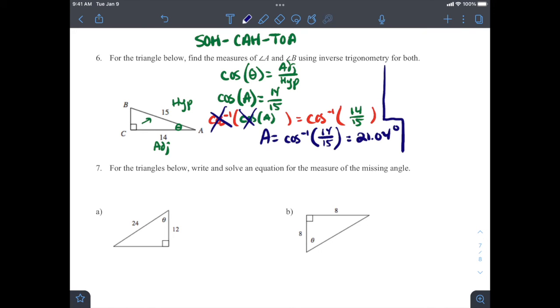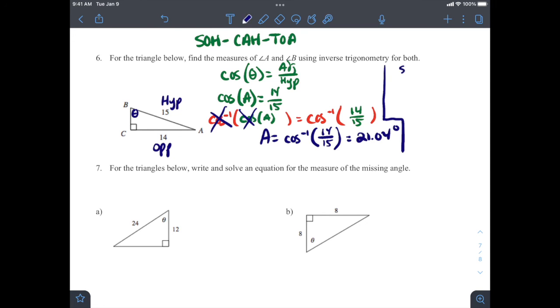Really quickly, if we want to find angle B, I'm going to erase what I've got here on my triangle, and I'm going to relabel my angle B as my theta. Now my 15 is still a hypotenuse in this problem, but now my 14 is across from my theta. So that means that this is now an opposite for my angle B. Again, thinking back to my three trig functions that I've got here, the only one of these three trig functions that has an opposite and a hypotenuse is going to be sine.